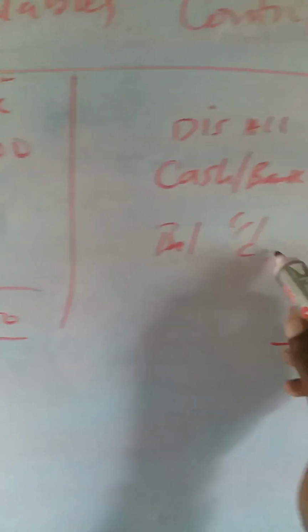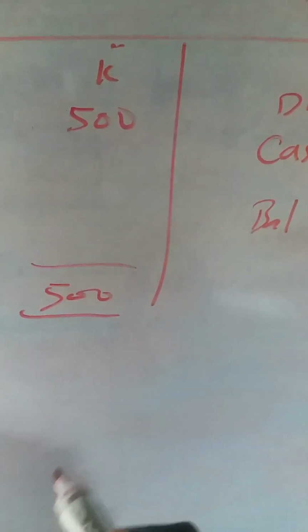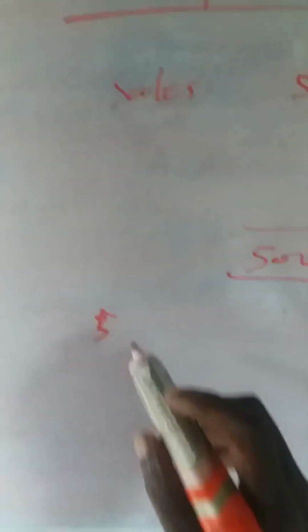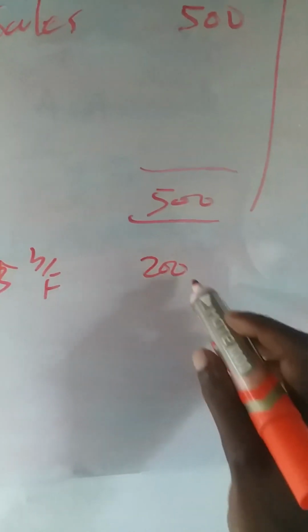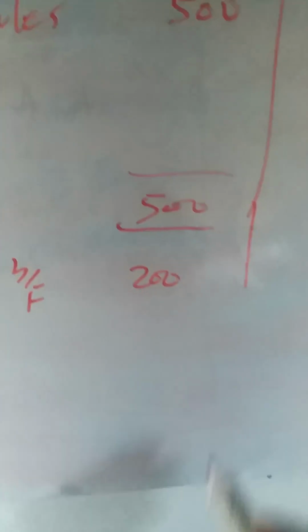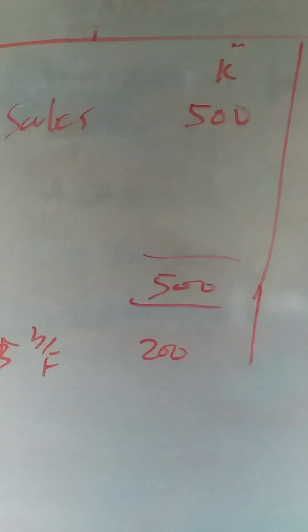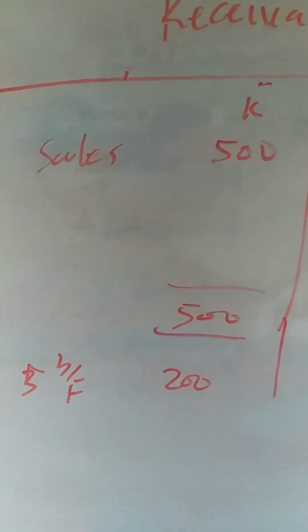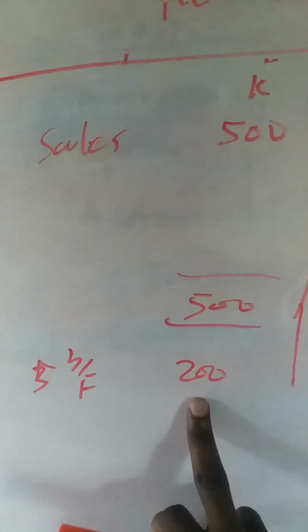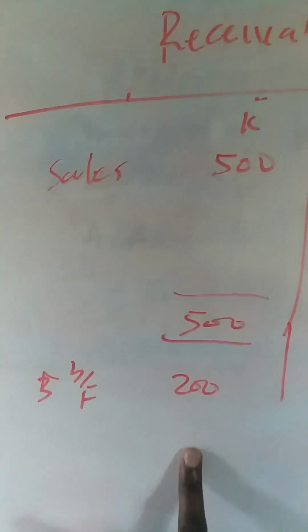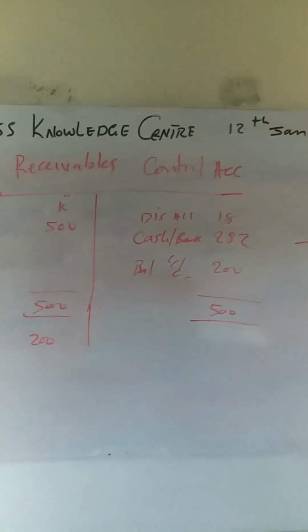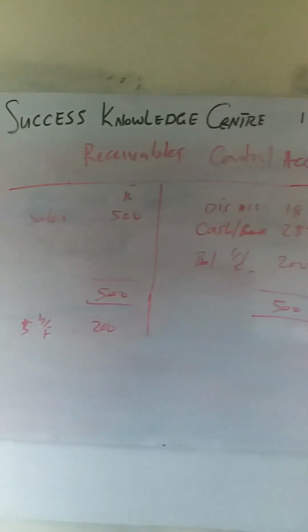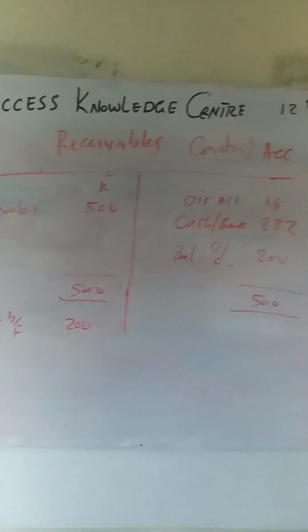Then this balance comes to the debit side as balance brought forward, 200 kwacha, showing that we still have 200 kwacha pending to be cleared by our clients. They need to pay us this amount. That's why we have a debit balance in the receivables control account, and that's how you prepare the receivables control account.